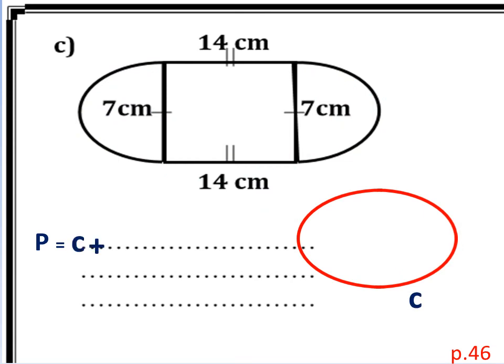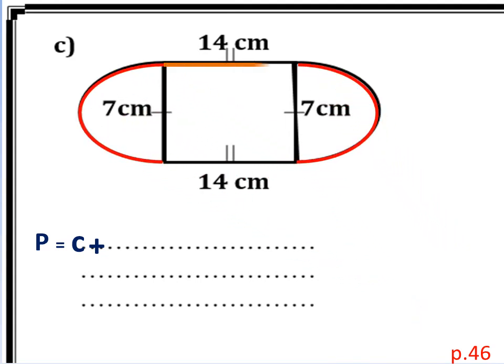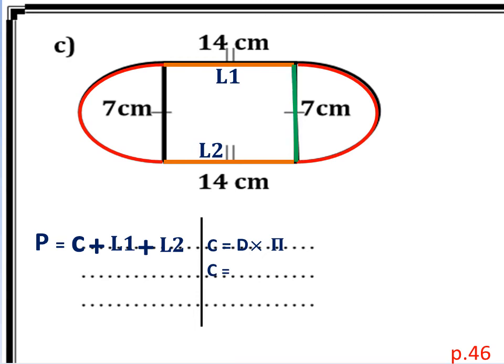So C equals, here we are going to find the value of C. And now plus line 1 plus line 2. So here like this. Now let's find the value of C. C equals D times pi. Here we have the value of D. Yes, the D here is 7 centimeters.